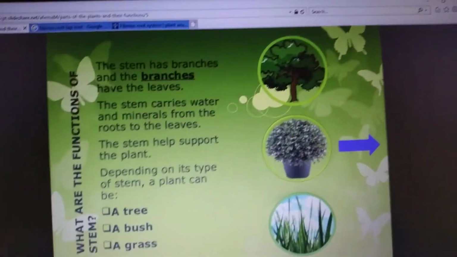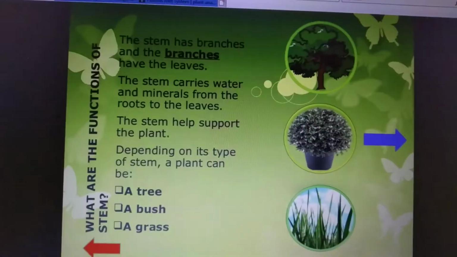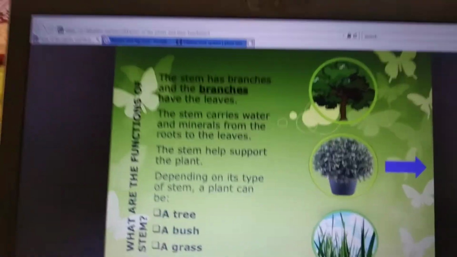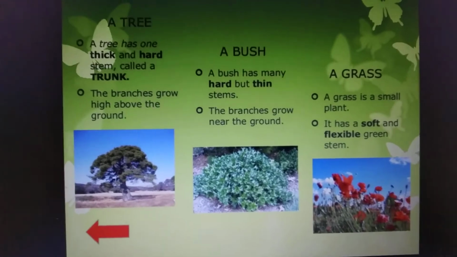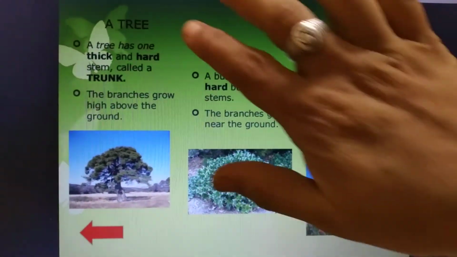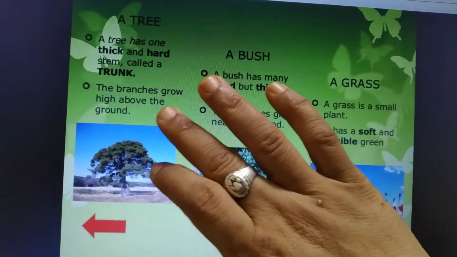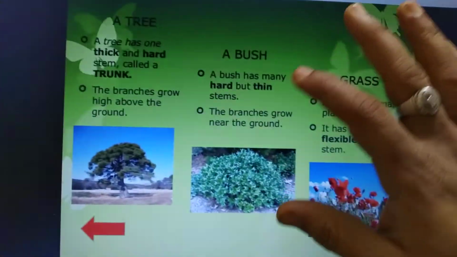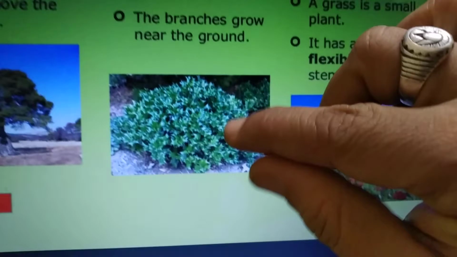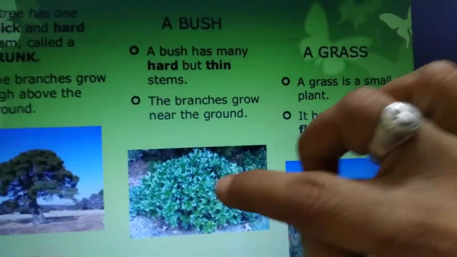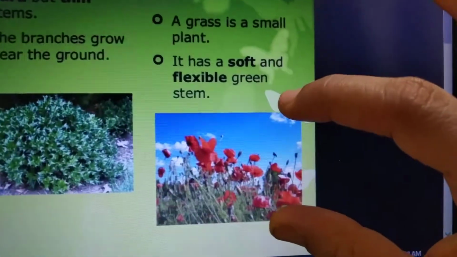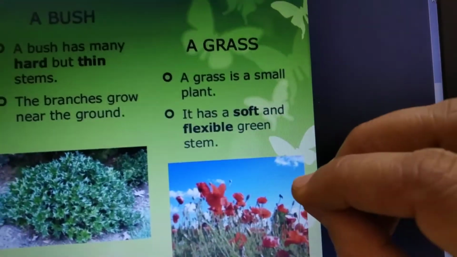Next, coming to the, see children, we are showing the pictures of how the trees will be. A tree has a thick and hard stem called trunk. Branches grow above the ground. Bush means it has hard but thin stems. Branches grow near the ground. This is the grass, a very small plant with a soft and flexible green stem. Understood children?